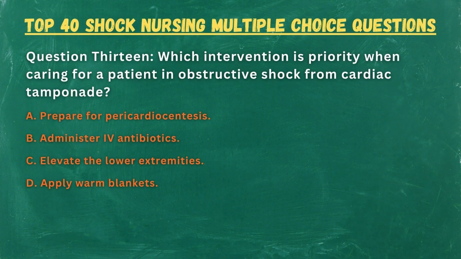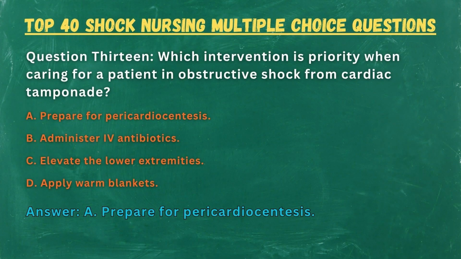Question 13. Which intervention is priority when caring for a patient in obstructive shock from cardiac tamponade? A. Prepare for pericardiocentesis. B. Administer IV antibiotics. C. Elevate the lower extremities. D. Apply warm blankets. Answer: A. Prepare for pericardiocentesis.